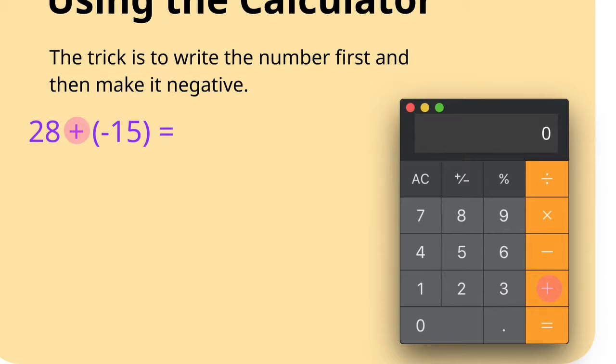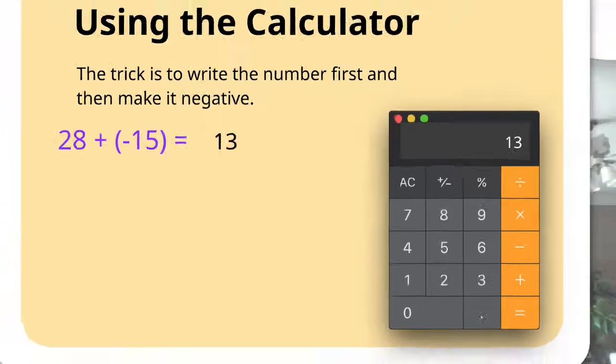Then, instead of putting the minus right next to it, we're going to skip that minus. We're going to just write the number 15 by pressing 1 and 5. Once you have that, you press this button here that makes it negative. It's plus slash minus, so you make it positive or negative. If it's positive, it makes it negative. If it's negative, it makes it positive. In this case, it was positive 15. When we press that button, we made it negative 15. And lastly, we press the equal sign, and that gives us our answer, 13. Pretty straightforward. Remember, the trick is to write the number first and then make it negative. So if you have a negative number, you write the number first and then you press that plus slash minus button to make it negative.